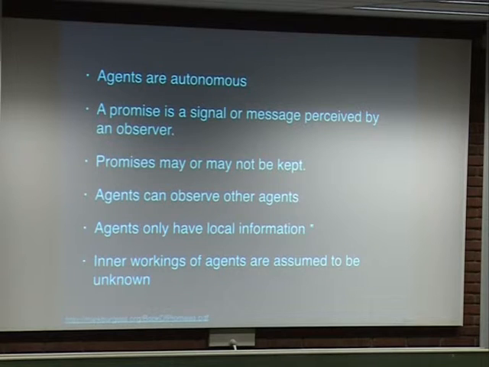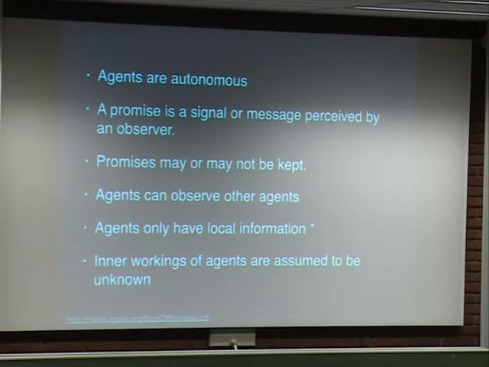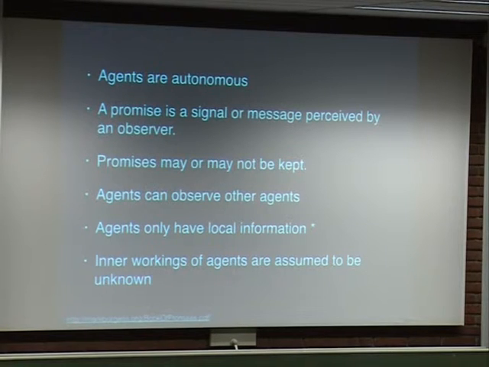A promise is a signal or message perceived by an observer. Okay? So within a set of these things, they can actually look at each other and see what's going on. That's how they can cooperate. Okay? Promises may or may not be kept, just a fact of life. Right? Sometimes machines break. We need to account for this in our system. Right? Agents can observe other agents.